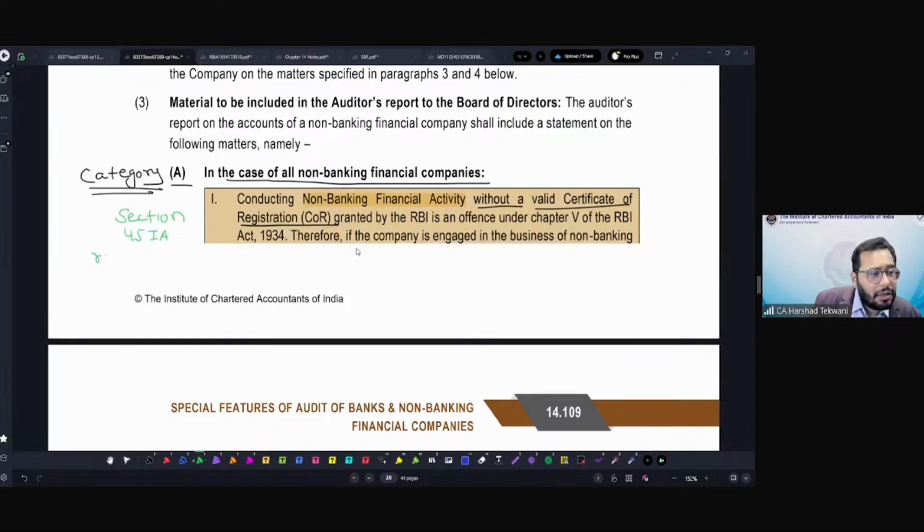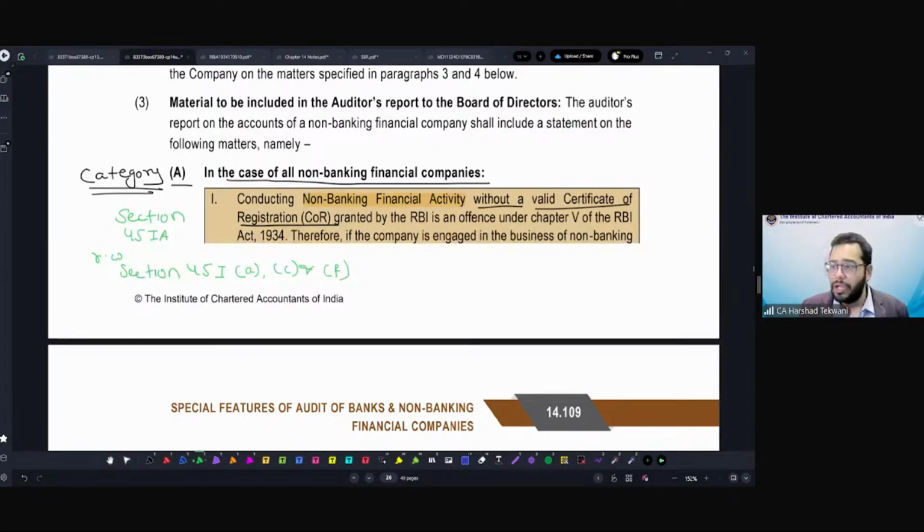read with section 45I, (a), (c) and (f). Simply what we discussed in the first session.